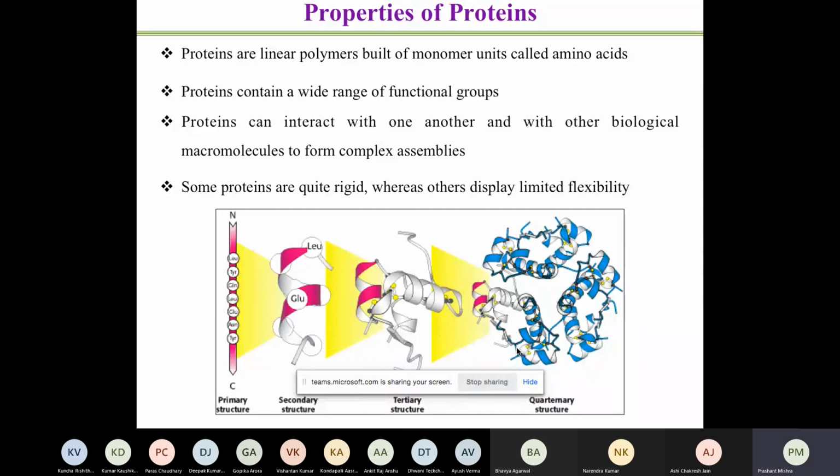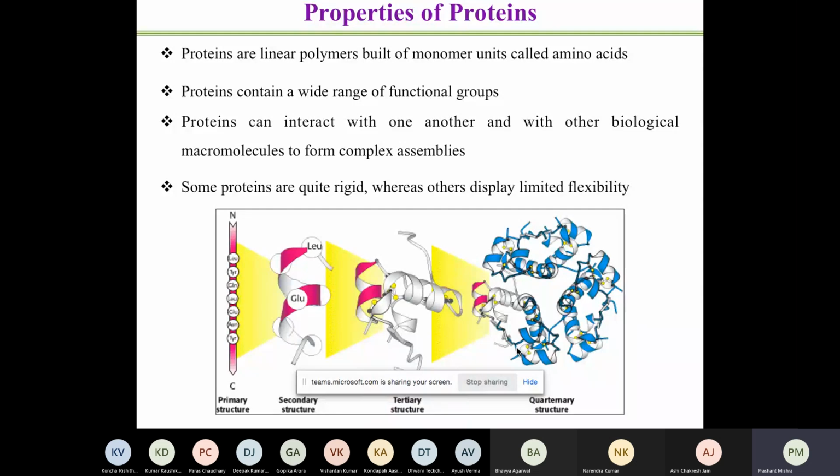Some proteins are quite rigid, whereas others display limited flexibility. Now, when I say rigid, what does it mean? Rigid means their structure is more fixed. They are more of a structural molecule, whereas some other proteins have limited flexibility. That means they can change their structure. This is a very interesting point: proteins can change their structure after binding with certain ligands or other molecules, and this structural change or flexibility in the molecule is a functionality.